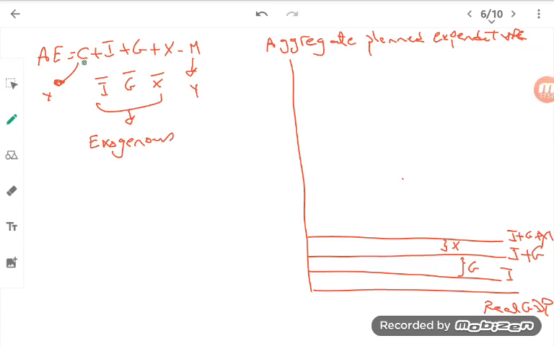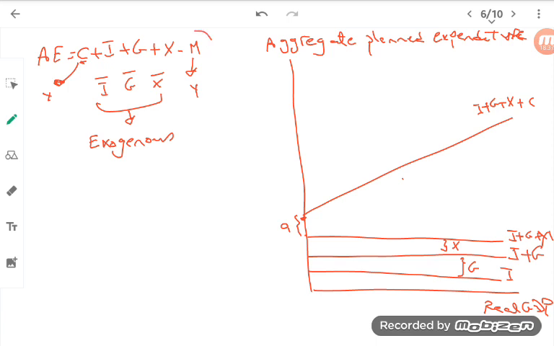Then we are going to add C. If there is autonomous consumption, or exogenous part, which is A, we are not going to start from this point, but a higher point. But C with respect to Y has a positive relationship. So the line will not be parallel to the x-axis, but it's going to increase positively, something like that. This is I plus G plus X plus C. And this part is A.